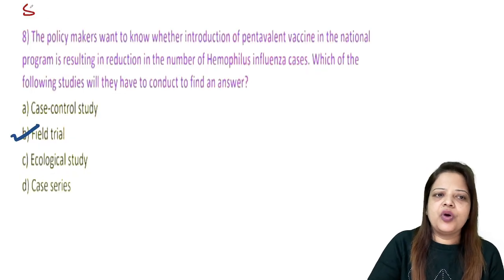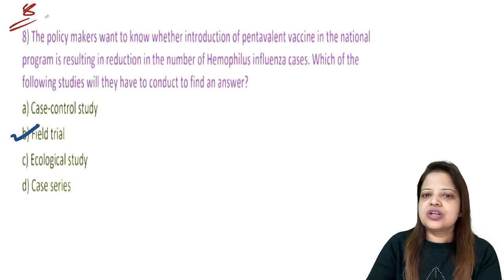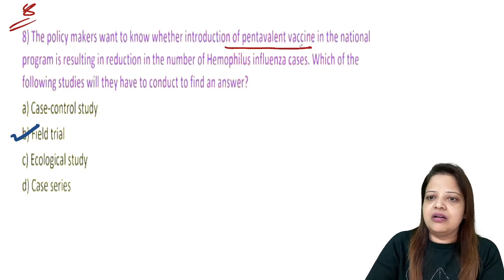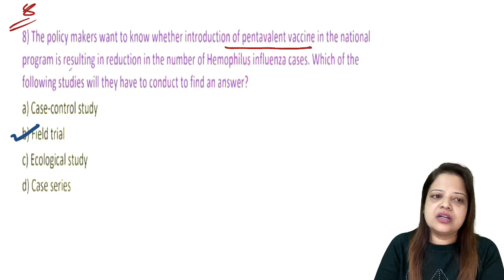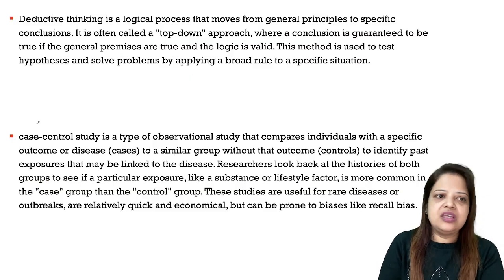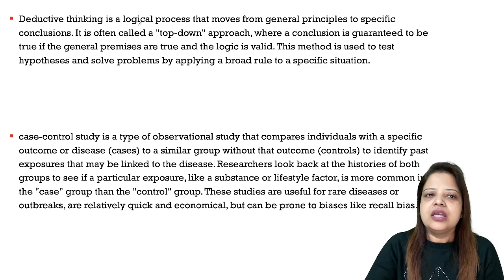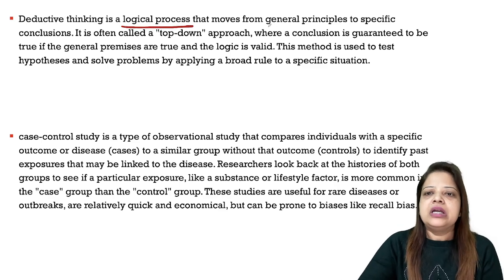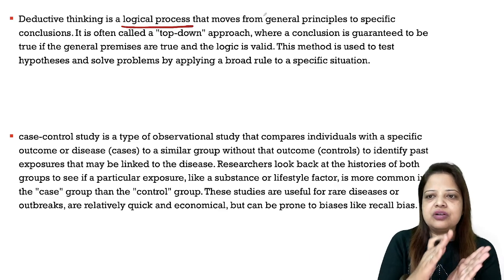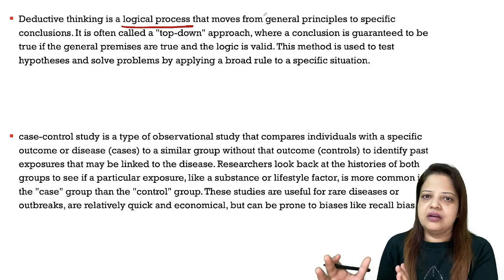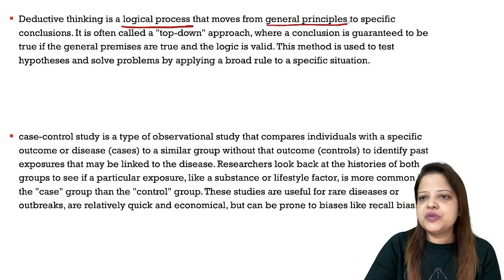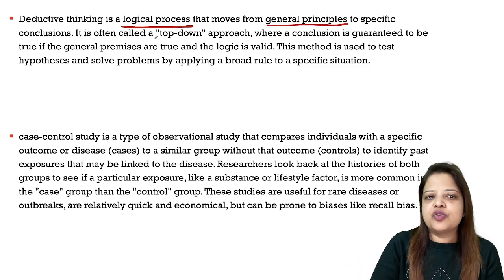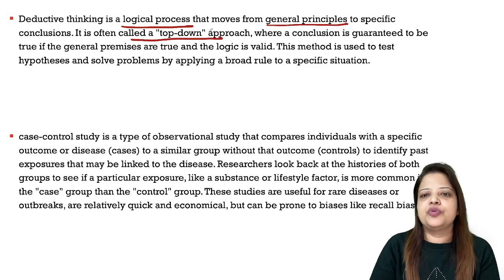Question number 8. The policymakers want to know whether introduction of pentavalent vaccine in the national program is resulting in reduction in the number of Haemophilus influenzae cases. Which one of the following studies will they have to conduct to find an answer? Field trial. This is very easy, field trial, because deductive thinking is a logical process that moves from general to specific, right? So that moves from general principle to a specific conclusion. It is often called top-down approach.